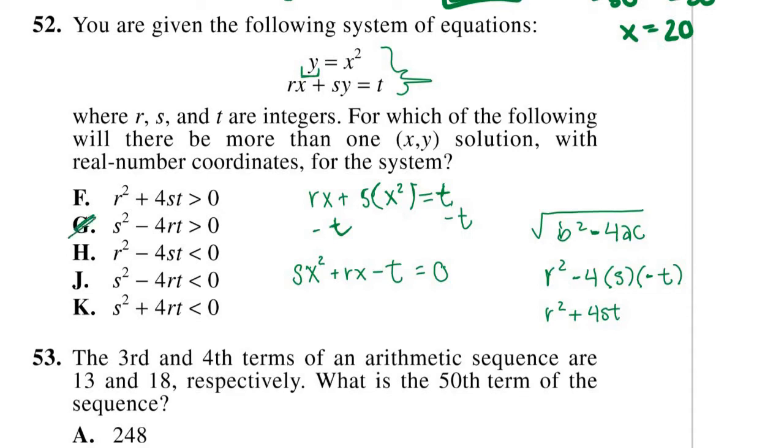So we see this matches F and K. Now, does that have to be greater than 0 or less than 0? This has to be greater than 0, because if we have a number that's greater than 0, and we take the square root of it, we will have 2 real solutions. If it's less than 0, we won't have any real solutions. So the answer is F, number 52.